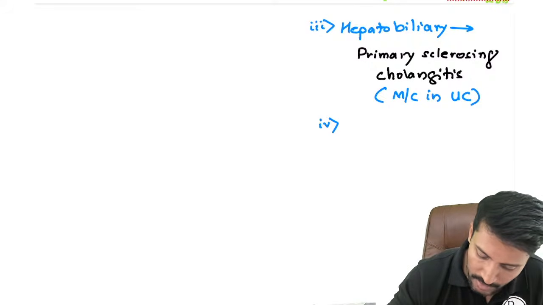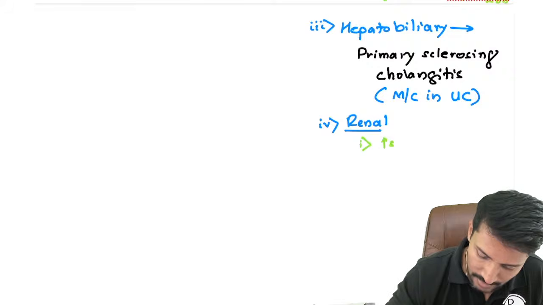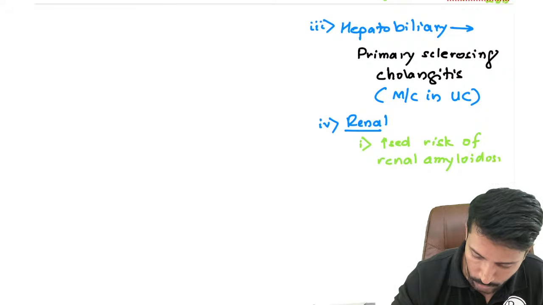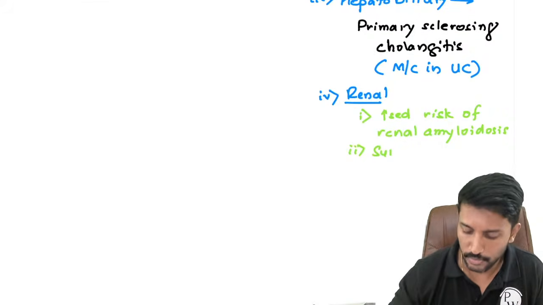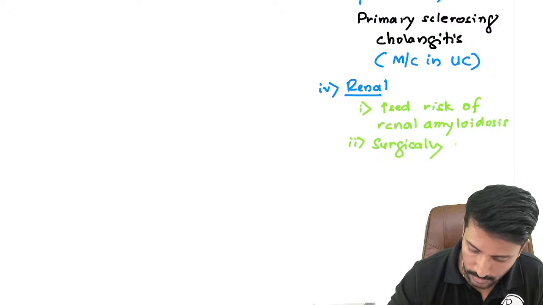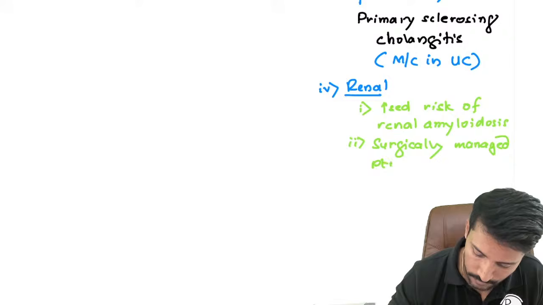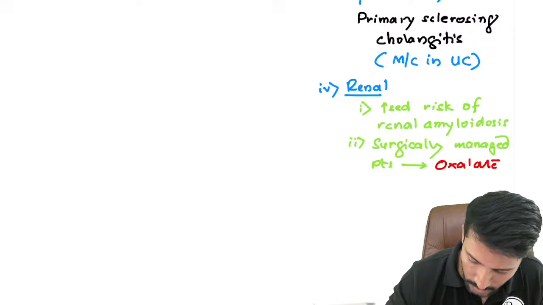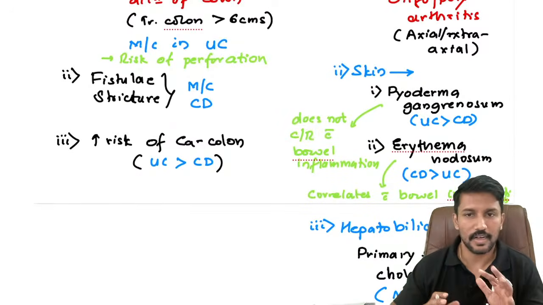Okay. What renal manifestations can I expect? So renal wise, first thing you should mention is there is increased risk of renal amyloidosis. And the second one, for those where surgical management was done, where bowel resection was done, surgically managed patients are at increased risk of developing oxalate stones, right? Oxalate calculi. Okay, so these are some extra intestinal complications that we can mention.